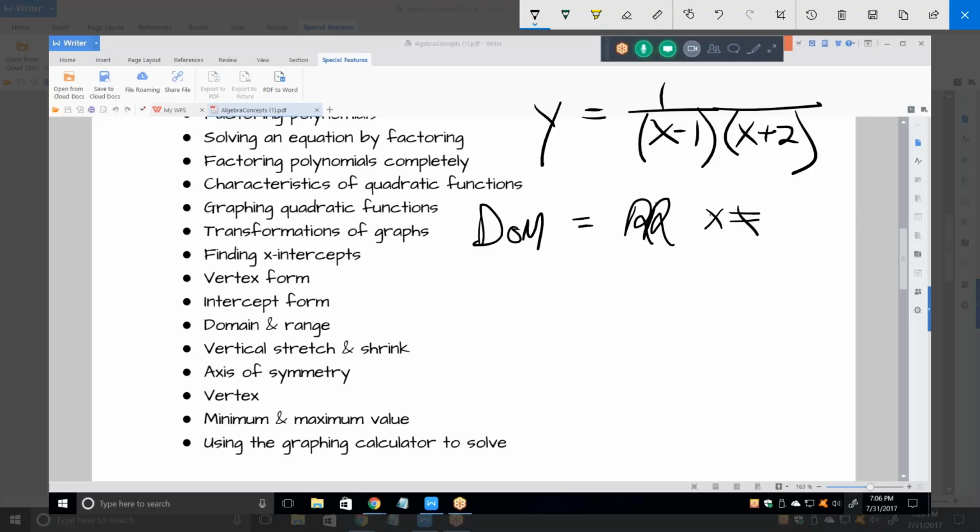0 and... No, x can be 0. If x were 0, this would be minus 1 times 2, which would be minus 2, and I would have 1 divided by minus 2. Nothing wrong with that.